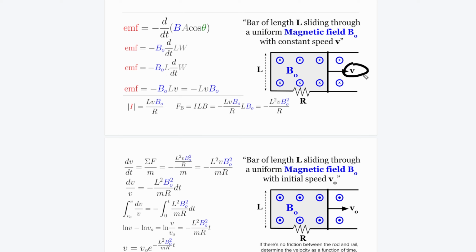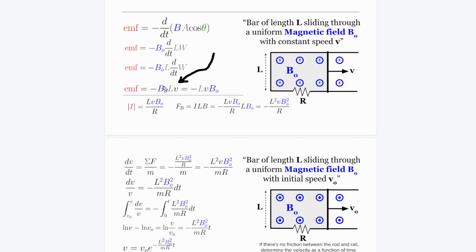If the speed of this rod is V, V is how fast you're changing the width in time. If this is moving to the right at 3 meters a second, you're gaining 3 meters of width a second. So dW/dt is V. So you just get BLV is the EMF. This is important. This result comes up so often, you should just memorize it.